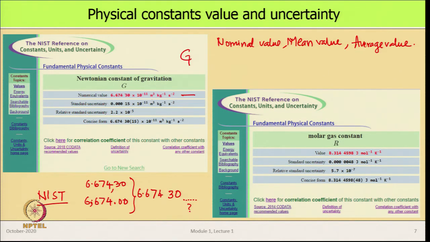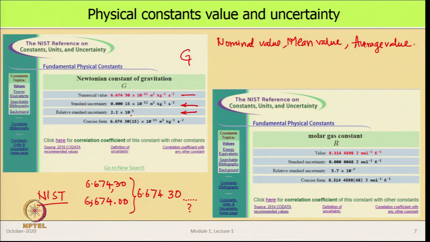And that uncertainty is characterized in the next statement. It says that the standard uncertainty is this much into 10 to the power minus 11. These are the units. We will learn in a few lectures what standard uncertainty means and how we calculate it. Right now, we just accept that this is a standard uncertainty. And in the next line, it is reported what the relative standard uncertainty is, which is the standard uncertainty divided by the numerical value. And this, as you can see, is 2.2 into 10 to the power minus 5.